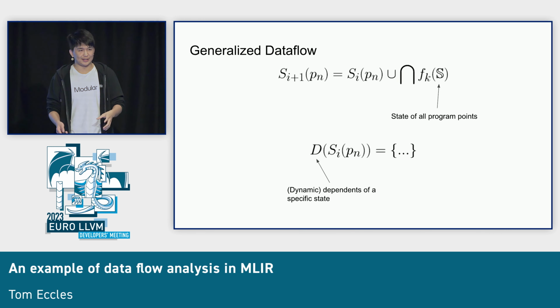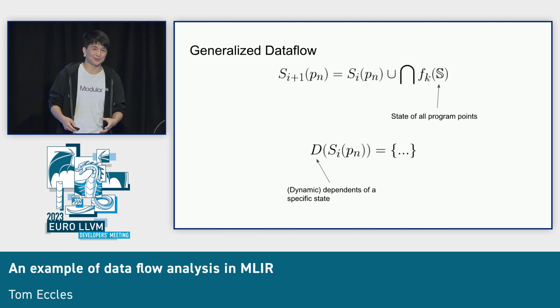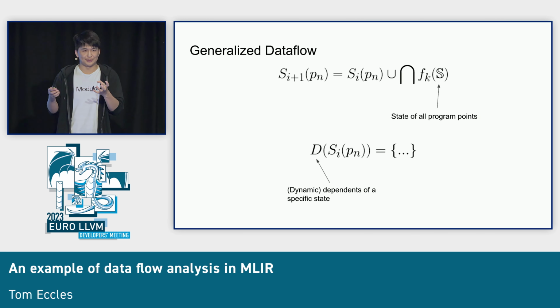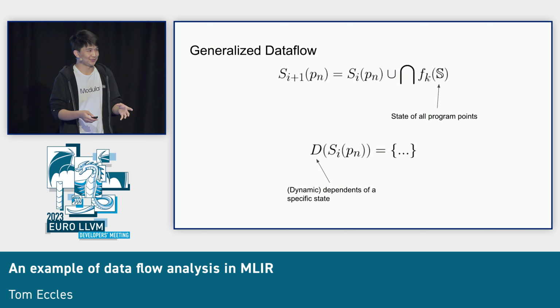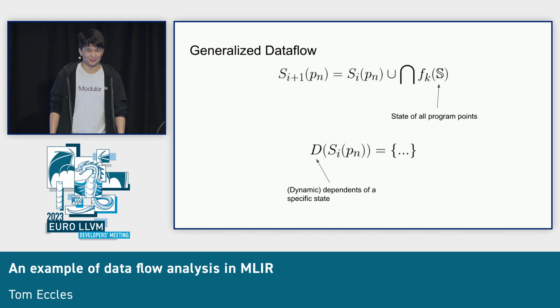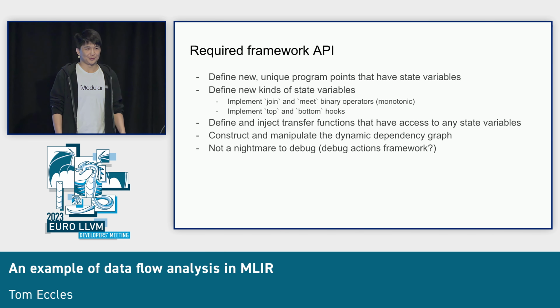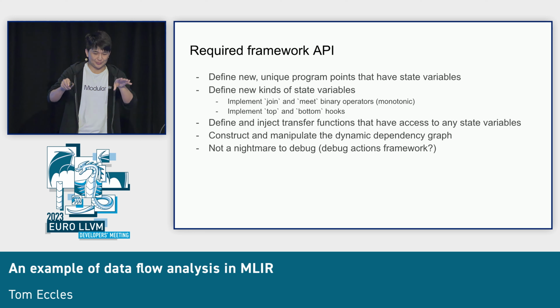The issue here is that we can't re-invoke every single transfer function in the program on every single program point when anything in the state updates. So we have to implement a kind of dynamic dependency graph that is determined as you run the C++ code. And these functions are arbitrary C++ code, so there's no guarantee of convergence or anything. You're on your own. If it doesn't converge, that's on you. So from this, we can sort of derive the required framework API.